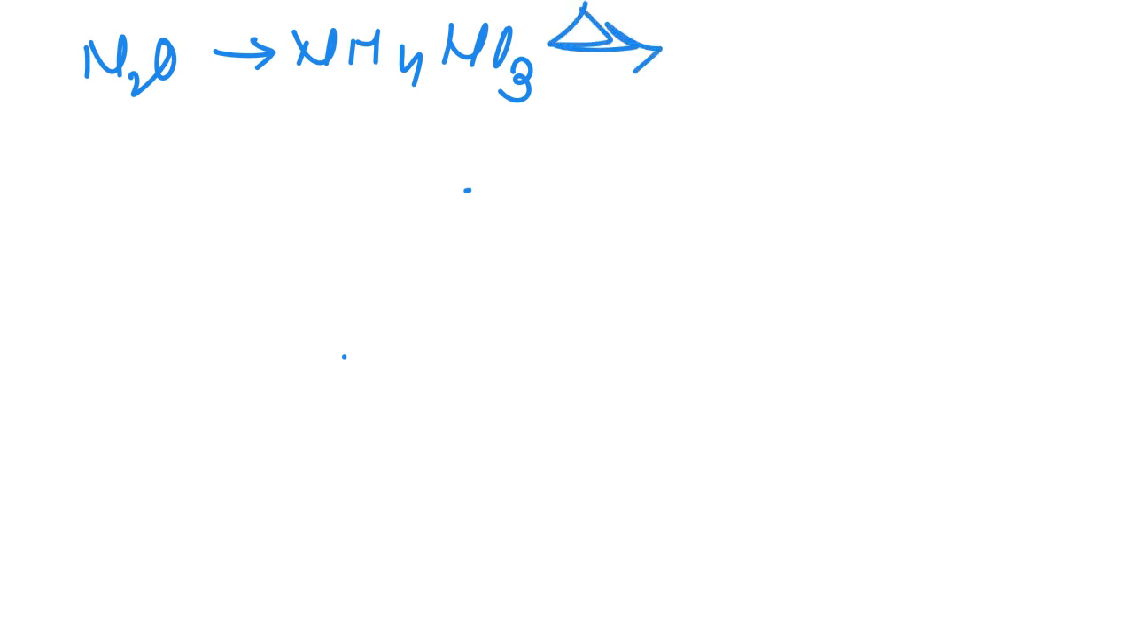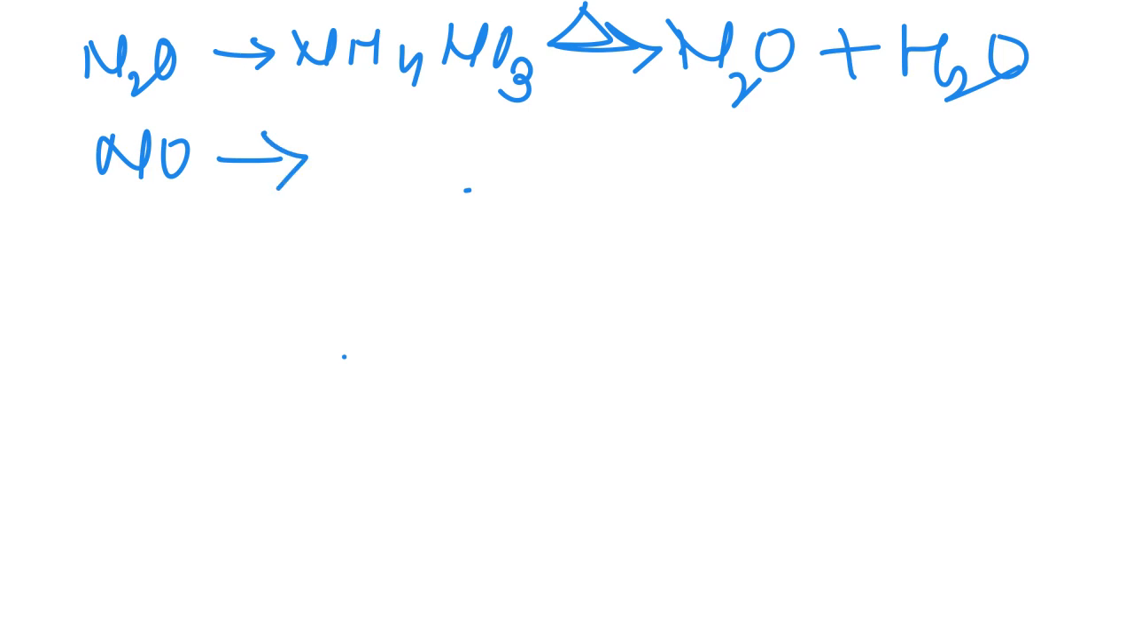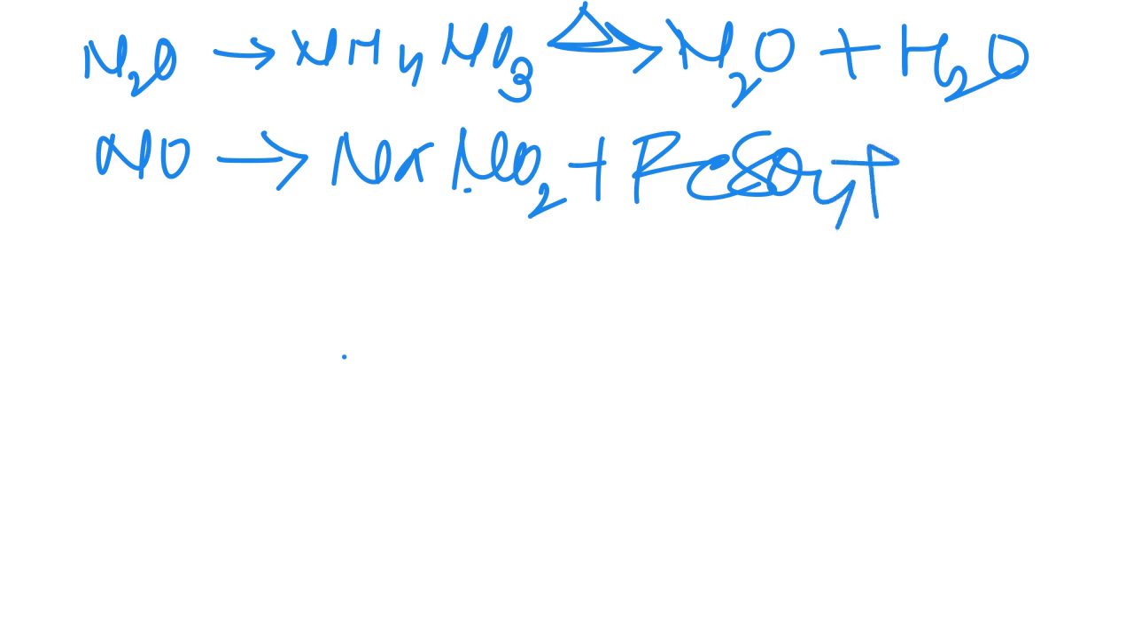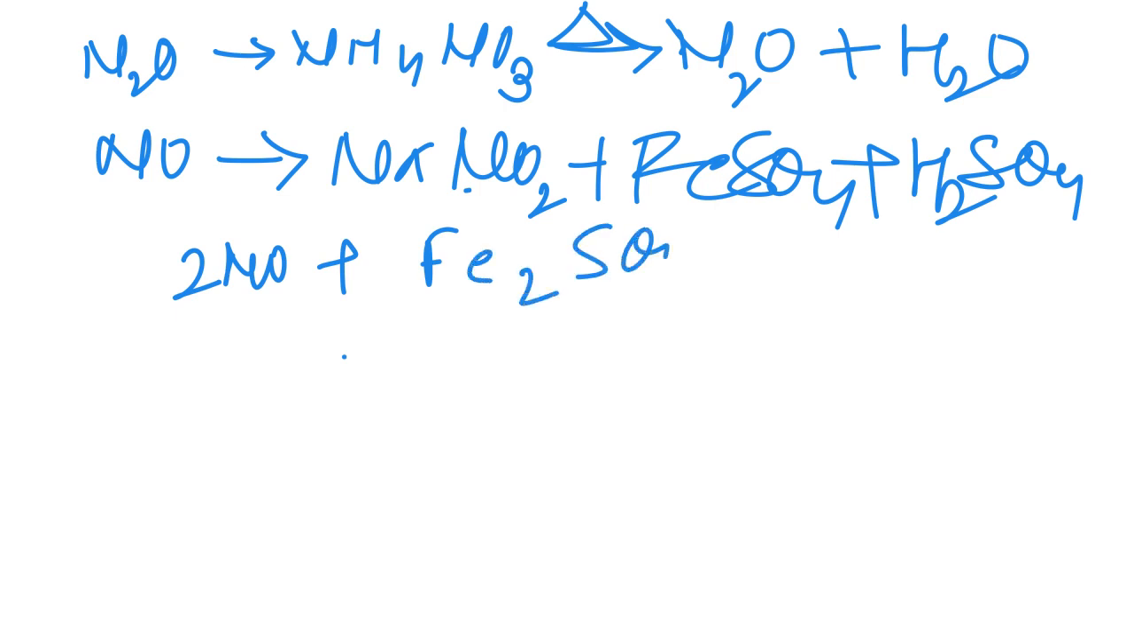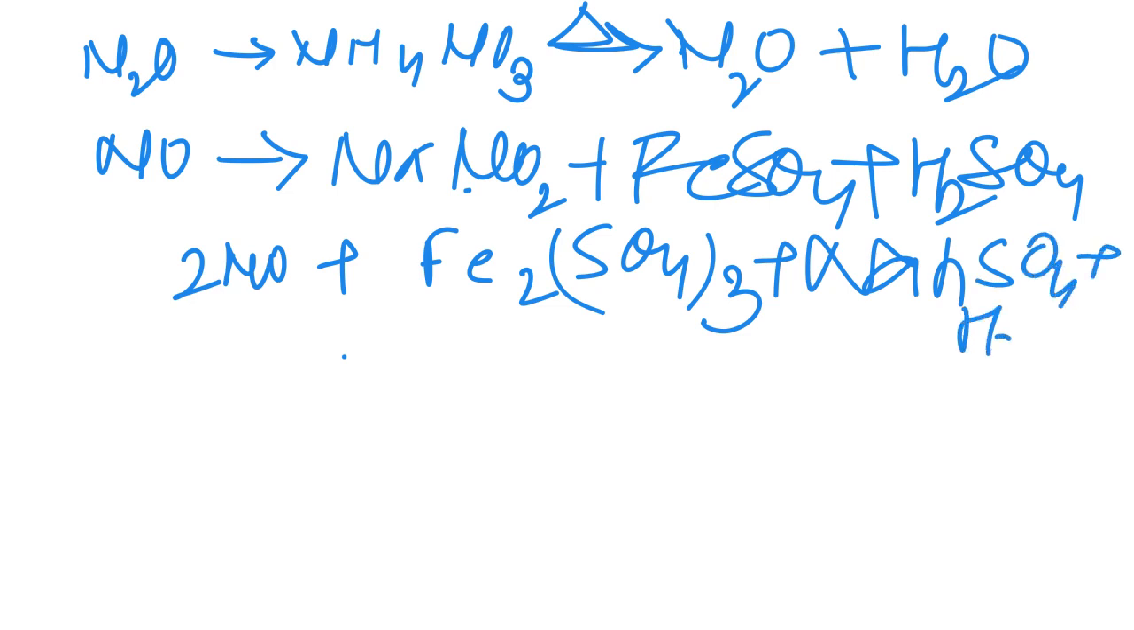First is N2O. If you thermally decompose ammonium nitrate, you will get N2O and water. Then NO: NaNO2 reacts with FeSO4 and H2SO4, and then you will get NO plus Fe2(SO4)3 and NaHSO4. Water will also be formed.